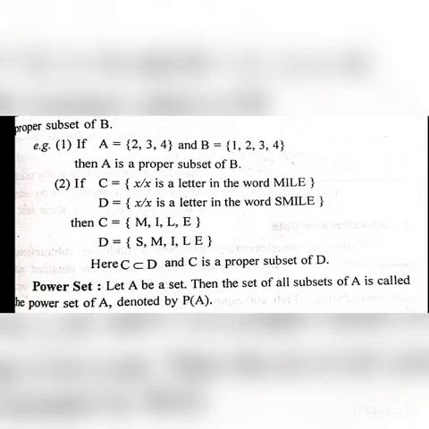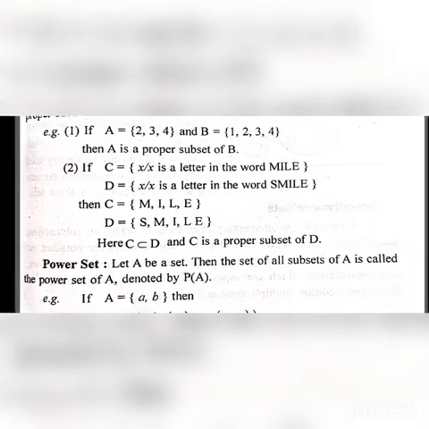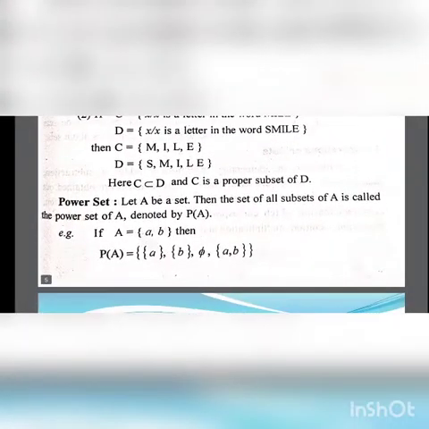And here the set D is equal to {x such that x is a letter in the word SMILE}. So x will be S, M, I, L, E. So here the set D = {S, M, I, L, E}. So you can see here C is a proper subset of set D. Okay, and this is the symbol of proper subset. Okay, the next is power set.